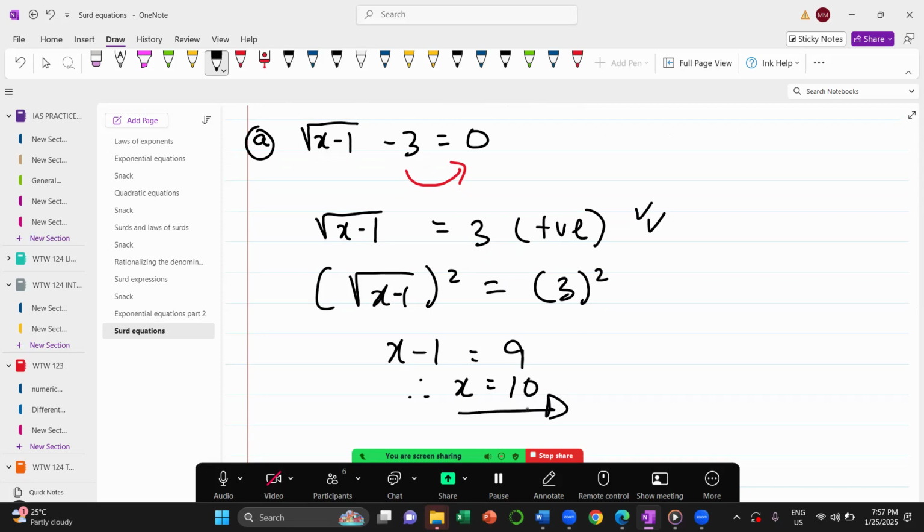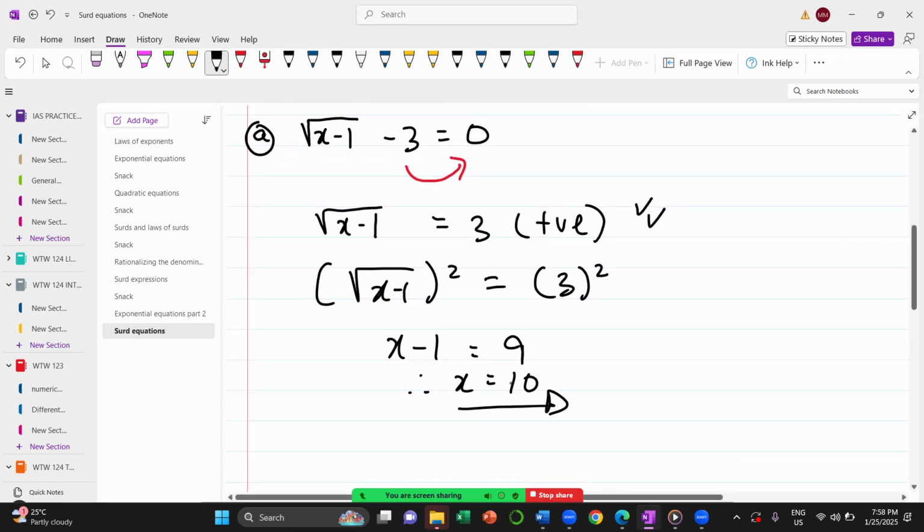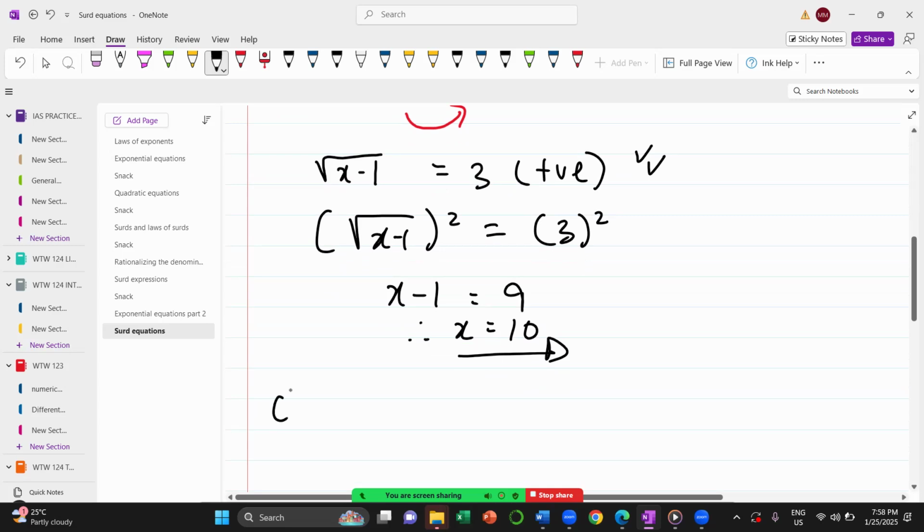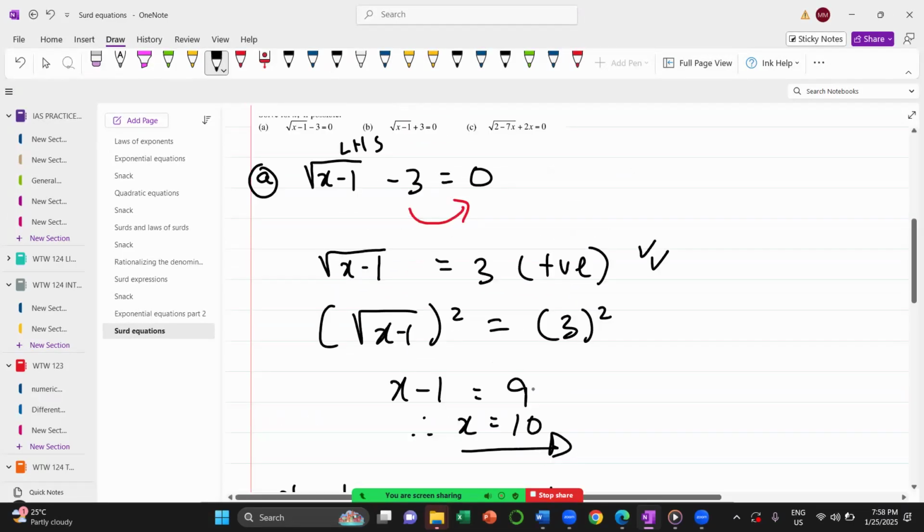And then please, after solving any equation which has a square root, please always check the answer. So now please take this 10, substitute it there. Basically, calculate whatever is on the left hand side and tell me if it gives you 0 or not. Check. So now you must always check your answer. Guys, please tell me what you get. Are you getting 0?